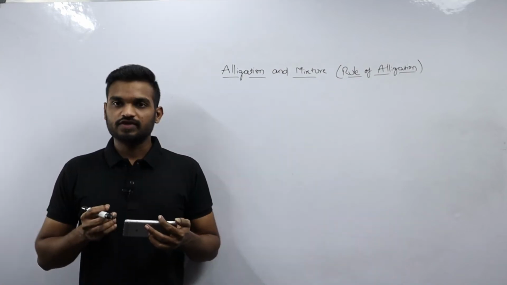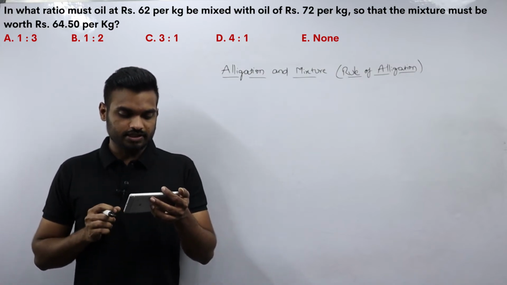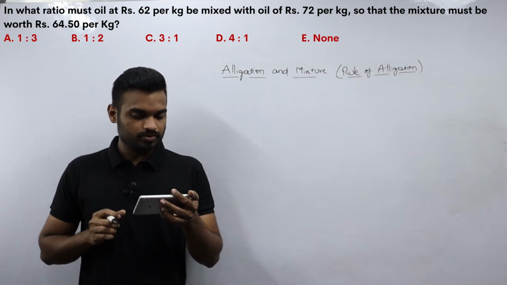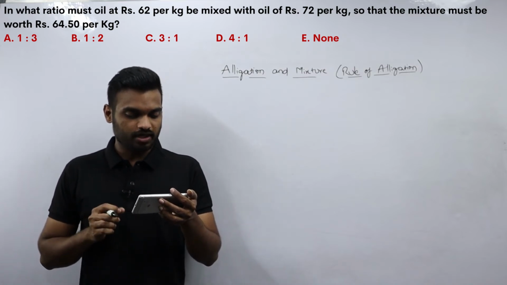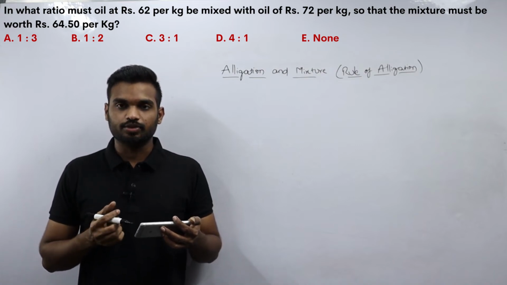Now let's solve the first question. They are asking in what ratio oil at 62 rupees per kg must be mixed with oil at 72 rupees per kg so that the mixture is worth 64.5 rupees per kg. So we need to find the ratio in which these two quantities need to be mixed.